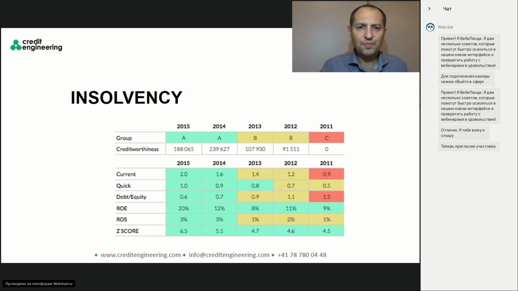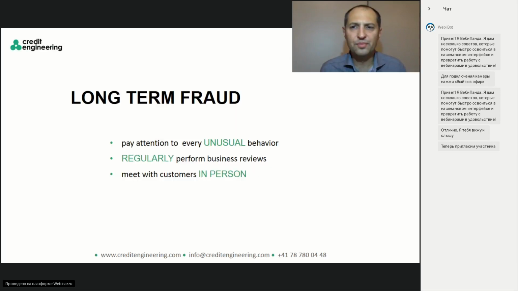And the next risk is long-term fraud. Previously I used to say that long-term fraud could not be predicted. There is nothing you can do about it. It's not completely like that.